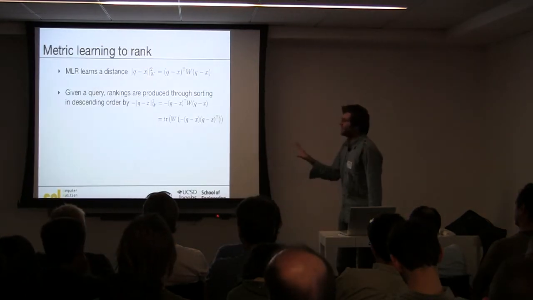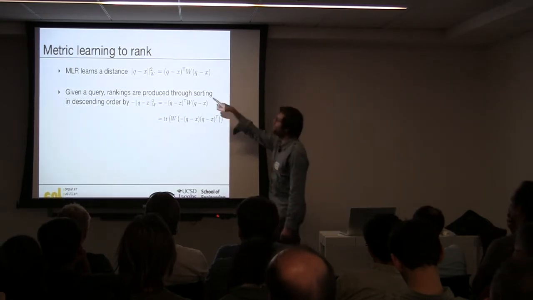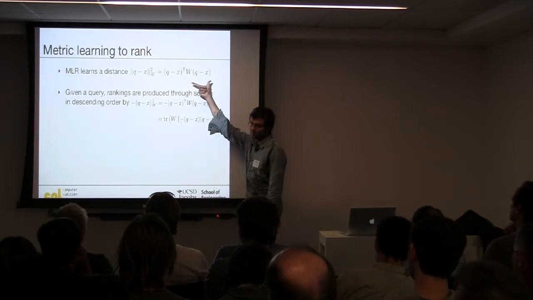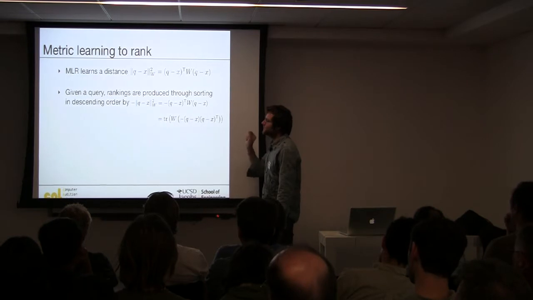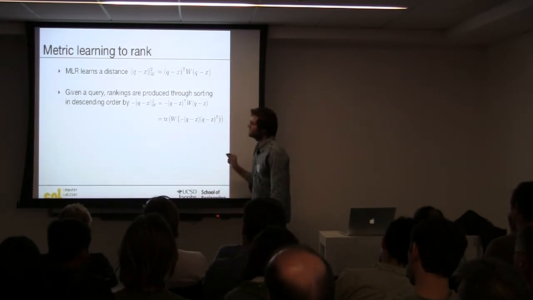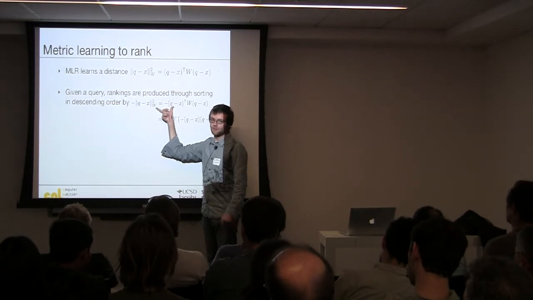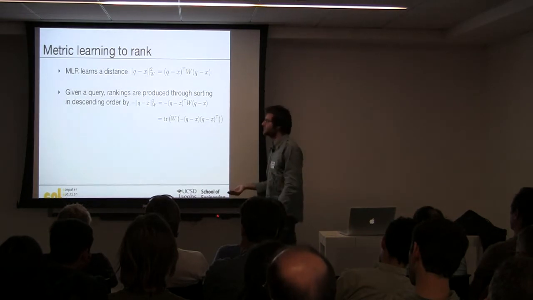If we just remember that part, and we go back to the problem we're trying to solve, which is optimizing this W transformation matrix to learn this Mahalanobis distance between songs, then we said that we would rank songs by sorting them in descending order by the negative Mahalanobis distance, right? Ranking by increasing distance, or ranking by decreasing negative distance.